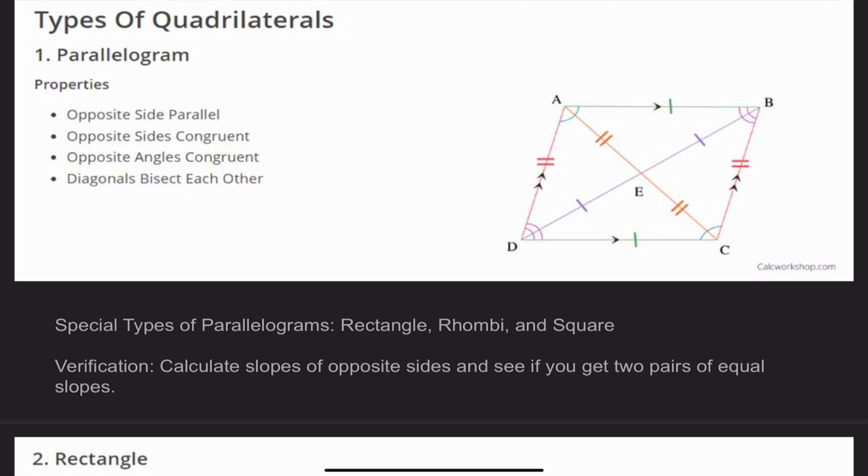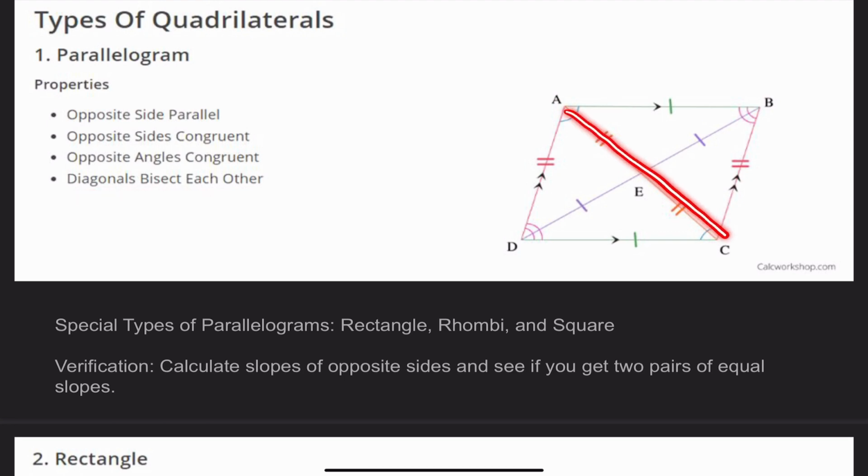And those same sides, those opposite sides, are congruent. One tick mark here, two tick marks here, okay? Know that the opposite angles are congruent. So A and C are congruent, B and D are congruent. And then the diagonals bisect each other.